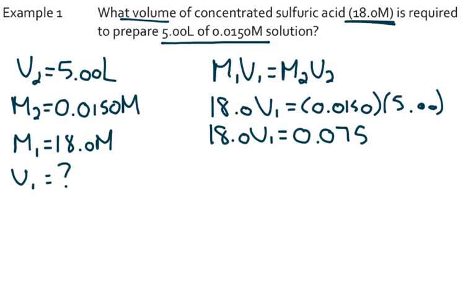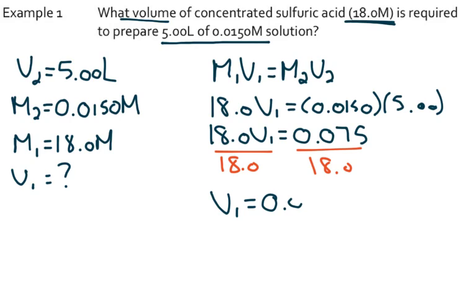Last step to find V1, we need to divide by 18 on both sides. Giving us V1, and we're going to take this to 3 sig figs, equals 0.00417, and volume, in this case, is measured in liters.